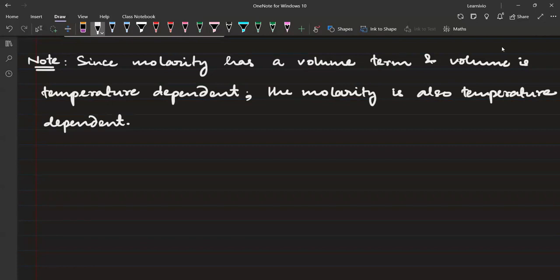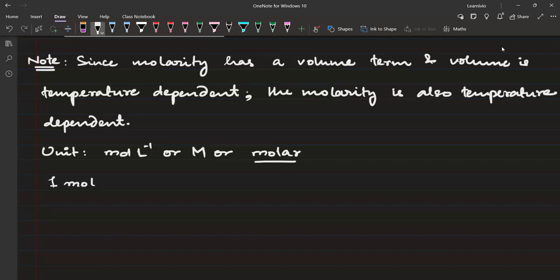Another thing, when we talk about the units of molarity, it can be written in different terms. One unit we have seen is moles per liter. Or you can represent it by just a capital M, or it is also represented by molar. And this word molar has certain uses. For example, 1 molar, what does it mean? It means 1 mole of solute per liter of solution.